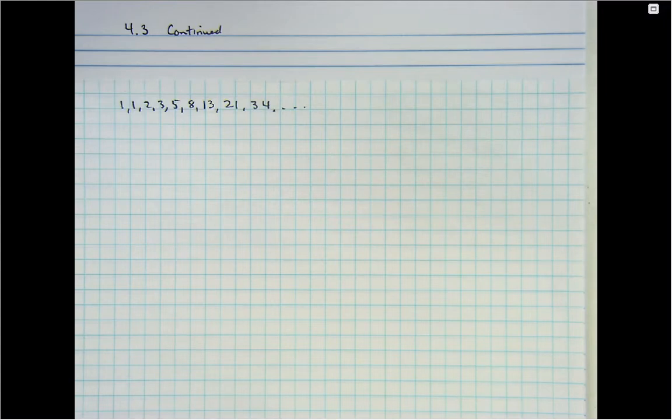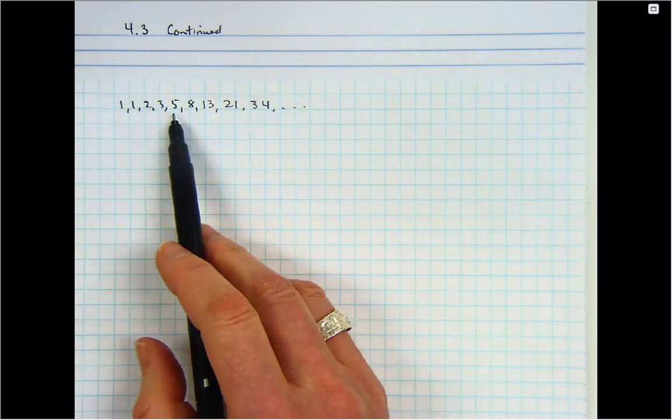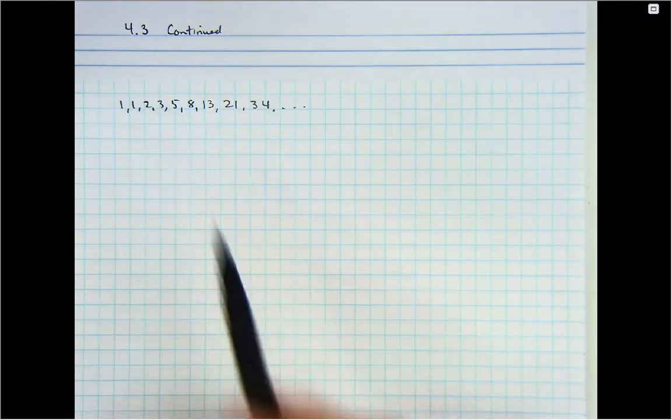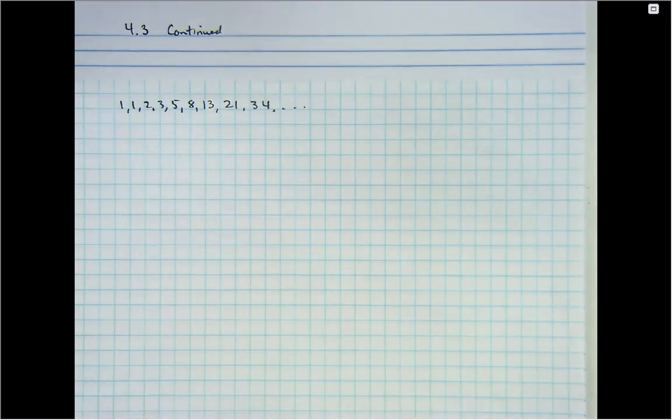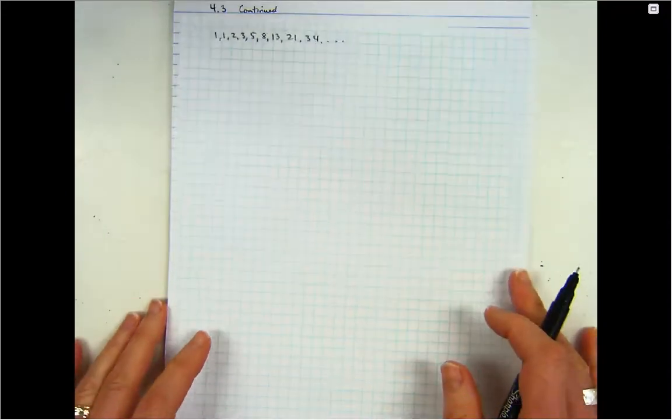So what we're going to do is build a golden rectangle using squares that are 1 by 1, 1 by 1, 2 by 2, 3 by 3, 5 by 5, and so on. So let's go ahead and do that. I'll zoom out a bit. You'll need to be in about the middle of your page.